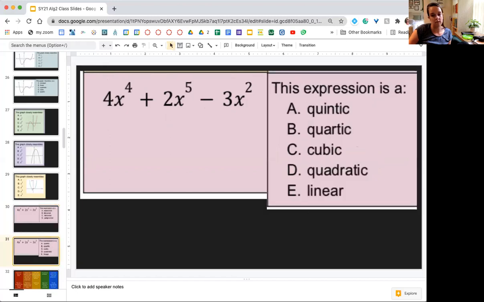All right, last one. Is this quintic, quartic, cubic, quadratic, or linear?